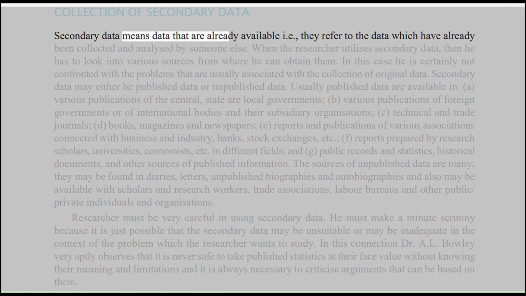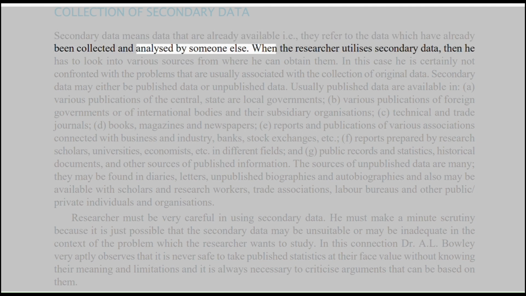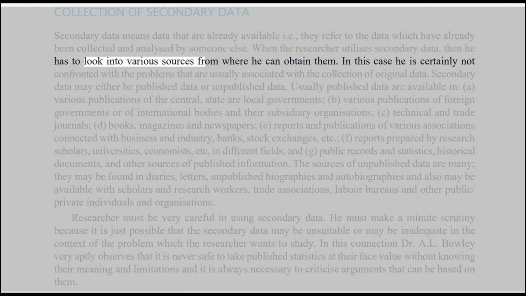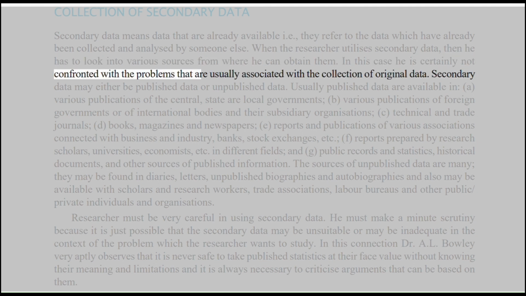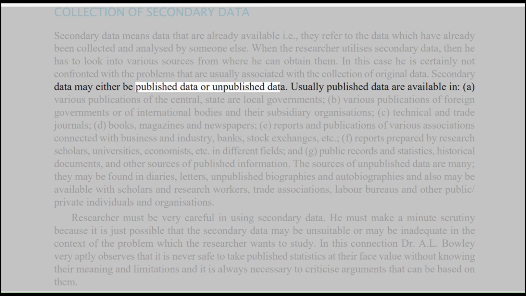Secondary data means data that are already available, i.e., they refer to the data which have already been collected and analyzed by someone else. When the researcher utilizes secondary data, then he has to look into various sources from where he can obtain them. In this case, he is certainly not confronted with the problems that are usually associated with the collection of original data. Secondary data may either be published data or unpublished data.